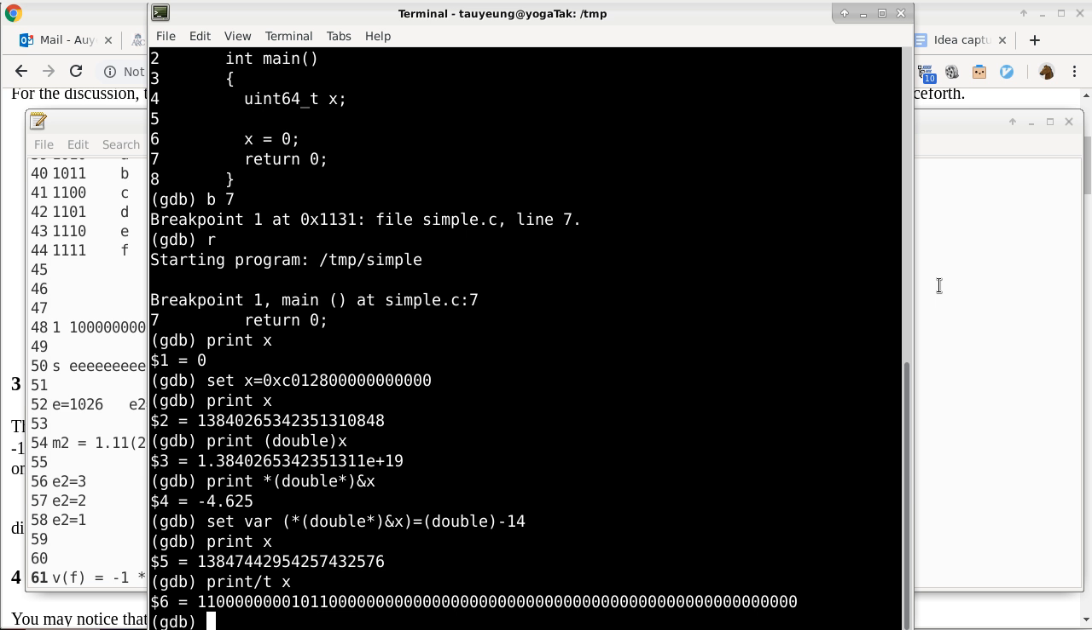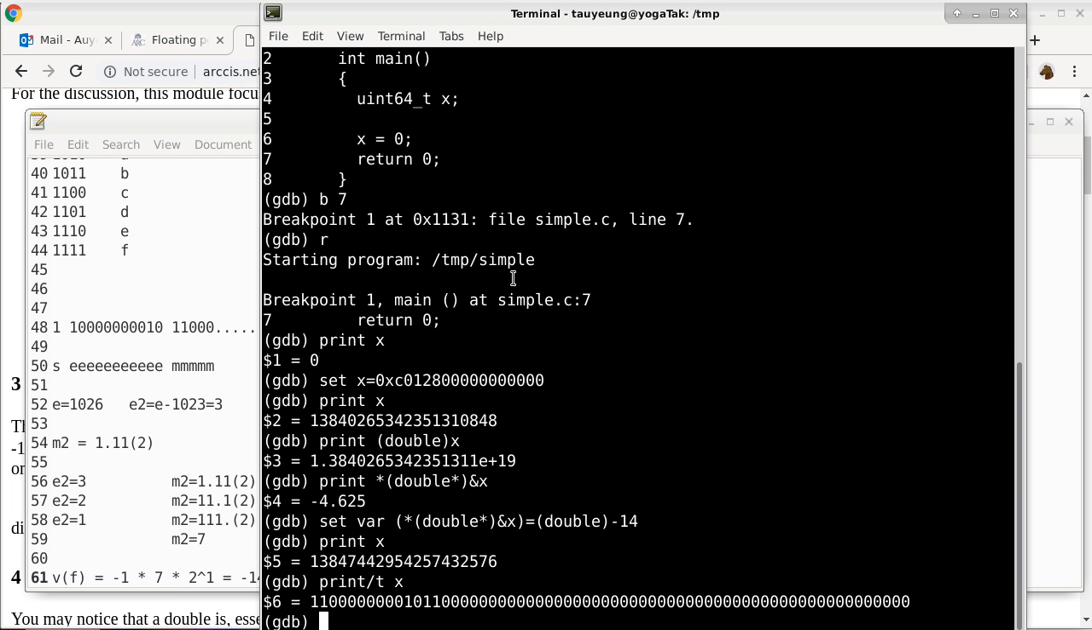Okay, does that match what we were working on? I cannot remember. I have to check. Okay, so let's double check here. We got 1100, right? Okay, 1100, and a bunch of zeros here, and then 1011, and a bunch more zeros after that. So that worked out.